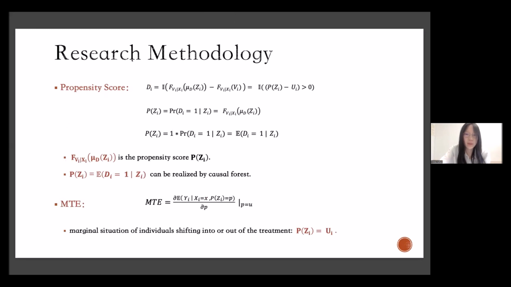From the latent variable model, we took the cumulative distribution of the ID and generated the propensity score P(Zi). With that, we identified the marginal treatment effect as follows. The MTE can be expressed as the derivative of the conditional expectation of Yi on the propensity score at the value of U, the marginal value of individuals shifting into or out of the treatment.